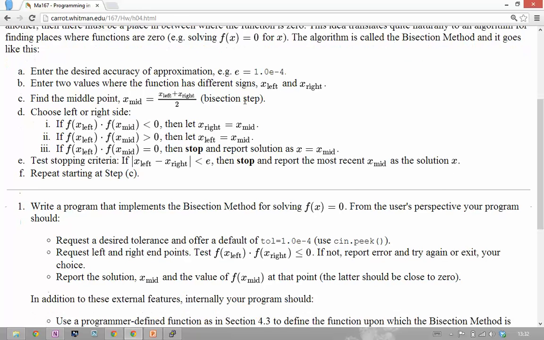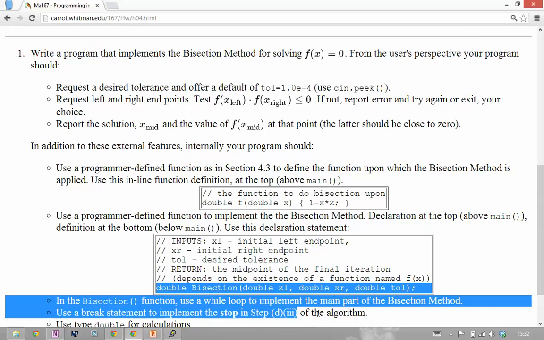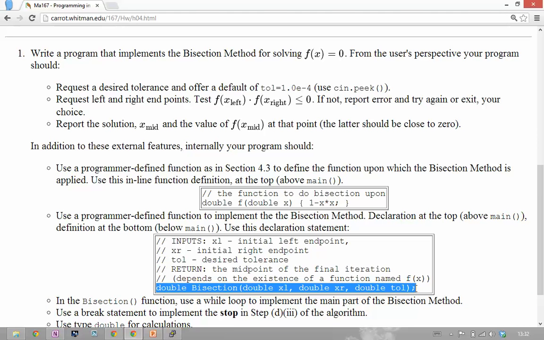Let me remind you that down at the bottom, I'm asking you to use this function declaration verbatim, literally copy it out of the web page and paste it into your document. And it's inside the definition of this function. So where does this go?